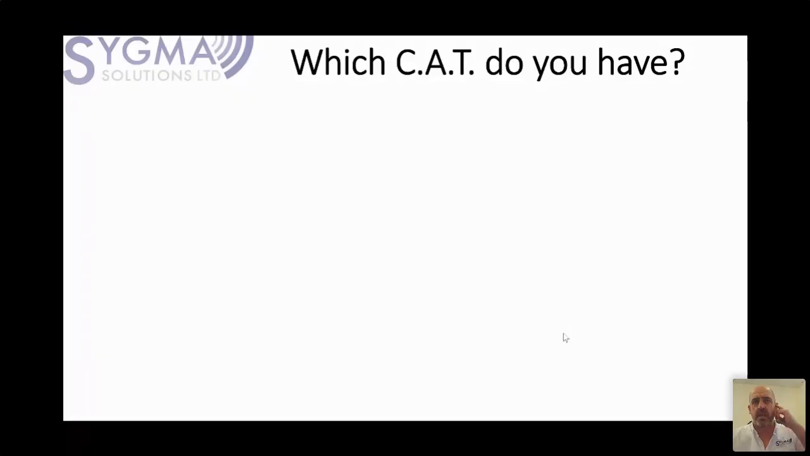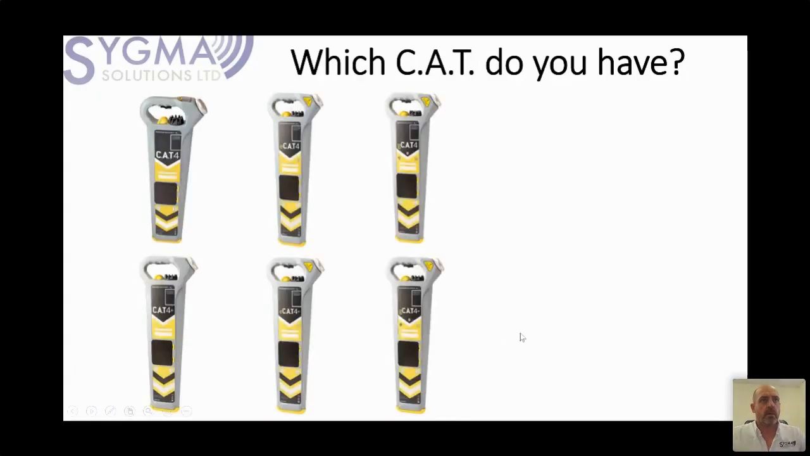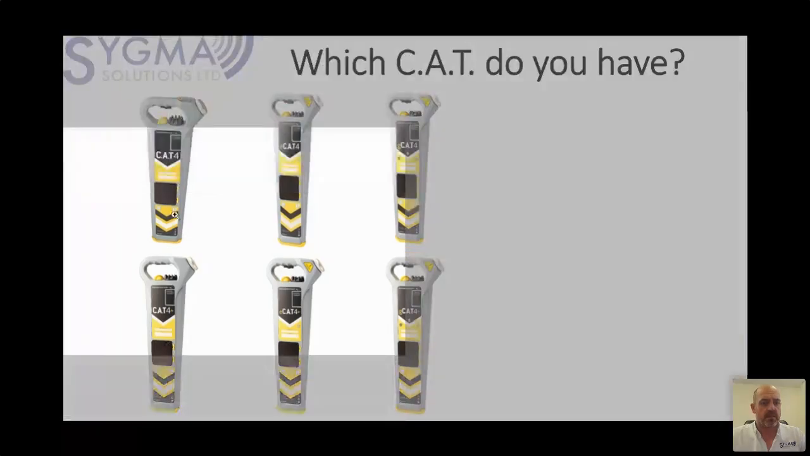So with the CAT4 series, there's quite a range of models. They're not all the same. One of the things we come across is that people think that every CAT4 will have a data download facility, and they don't. You have to have a specific model to be able to do that. So I'm just going to zoom in on here, guys, and show you some of these.